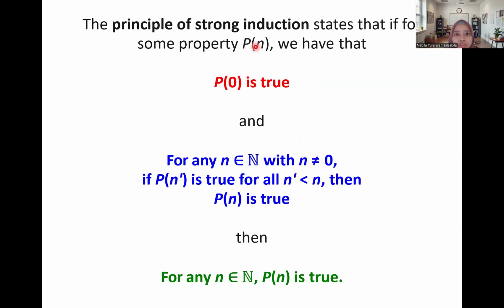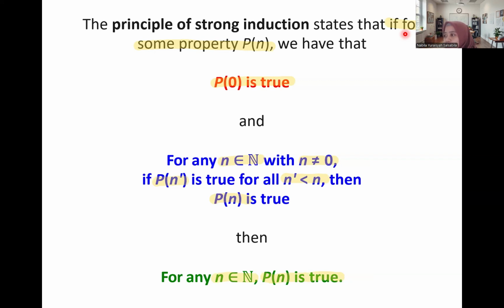The principle of strong induction states that if, for some property Pn, we have that P0 is true, and for any natural number n with n not equal to 0, if Pn' is true for n' less than n, then Pn is true, then for any natural number n, Pn is true.